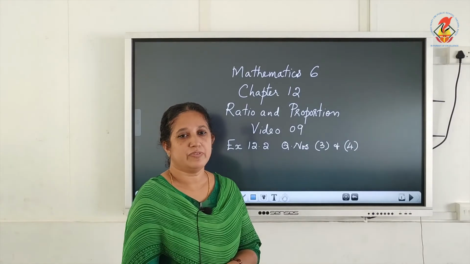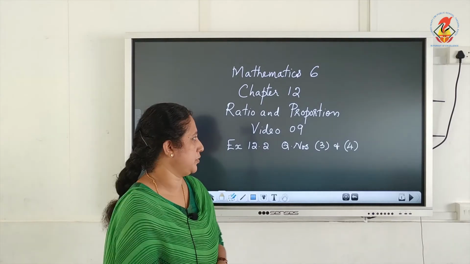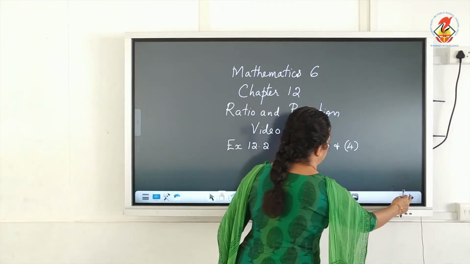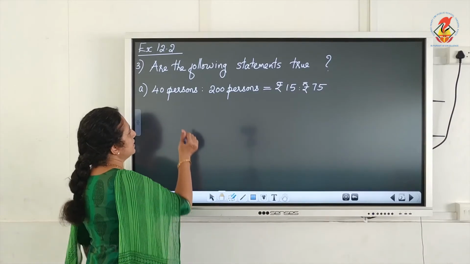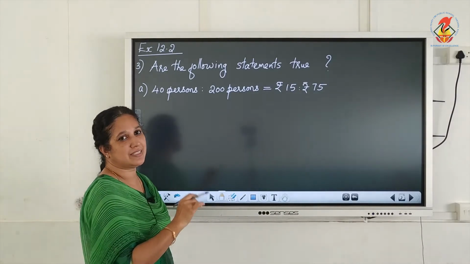Hello children, we continue with exercise 12.2. Third question. Are the following statements true? First one, 40% is to 200% equal to rupees 15 is to rupees 75. So you have to check whether the statement is true or not.